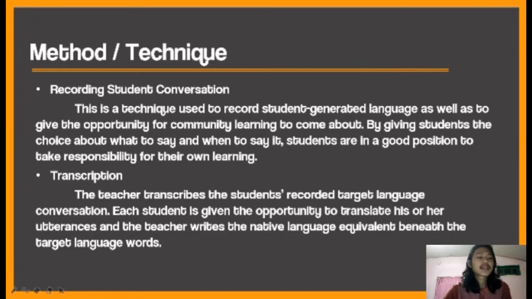By giving students the choice about what to say and when to say it, students are in a good position to take responsibility for their own learning. And the second is transcription. The teacher transcribes the students' recorded target language conversation. Each student is given the opportunity to translate his or her utterance, and the teacher writes the native language equivalents beneath the target language words.